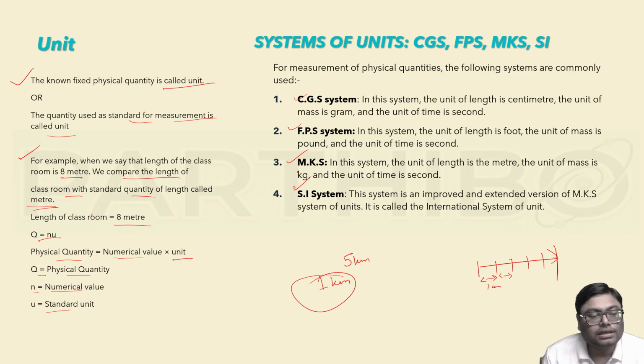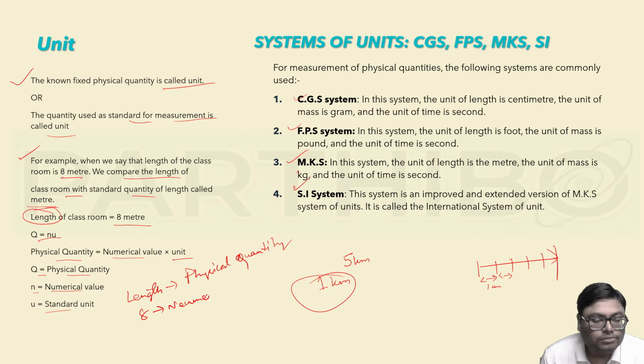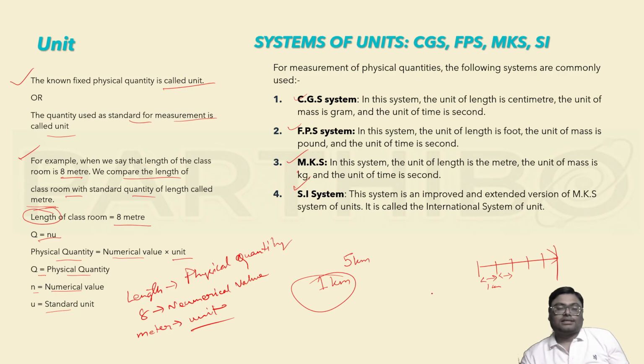So length is the physical quantity, and numerical value, here 8, is the numerical value, and meter is the unit. Okay, and why is unit important?